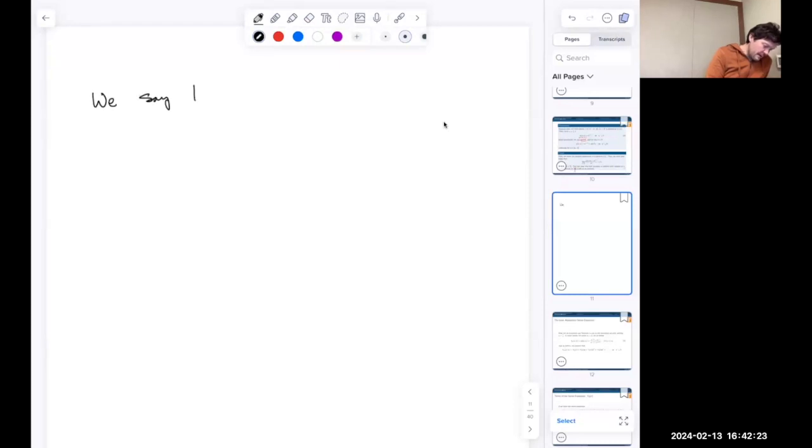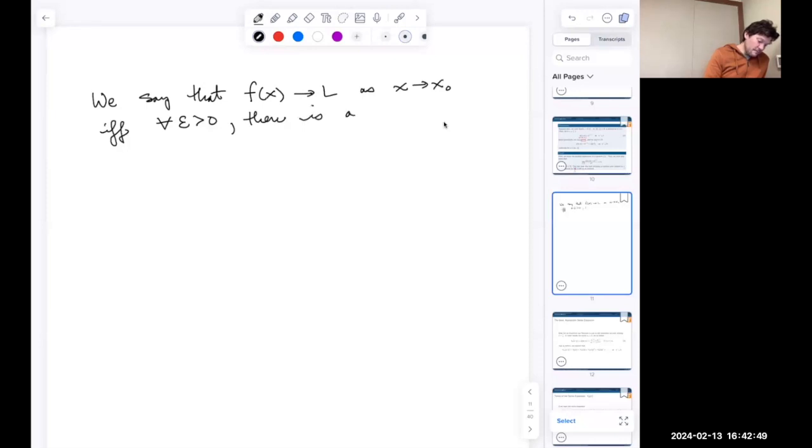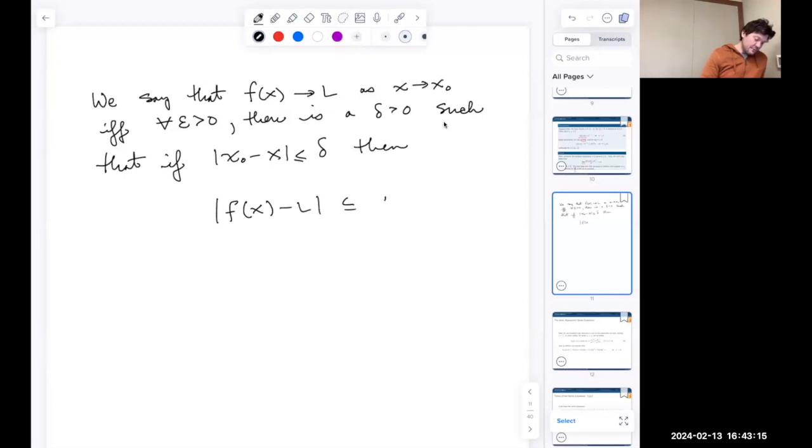We say that f of x converges to L as x goes to x naught if and only if for every epsilon greater than 0, there is a delta greater than 0 such that if x naught minus x is less than delta, or less than or equal to delta, doesn't matter, then f of x minus L is less than or equal to epsilon.